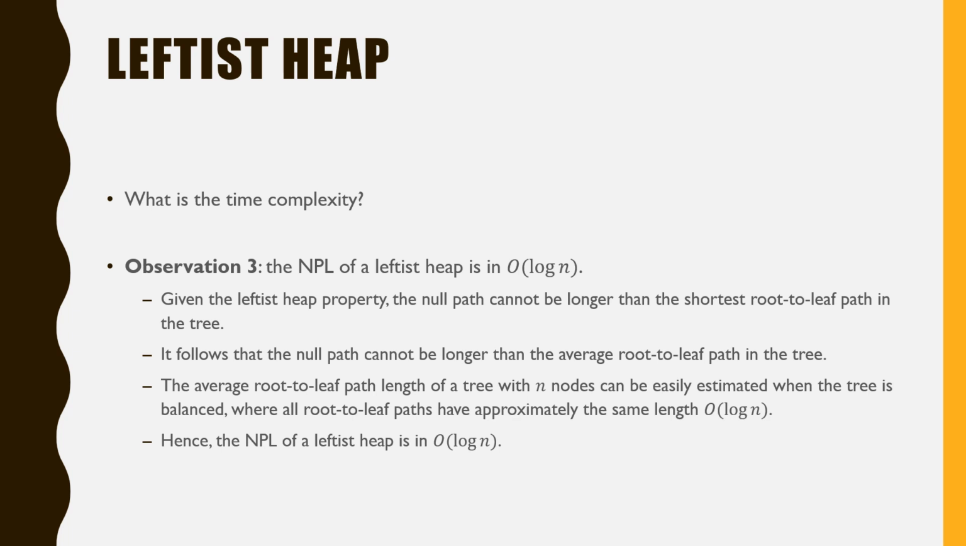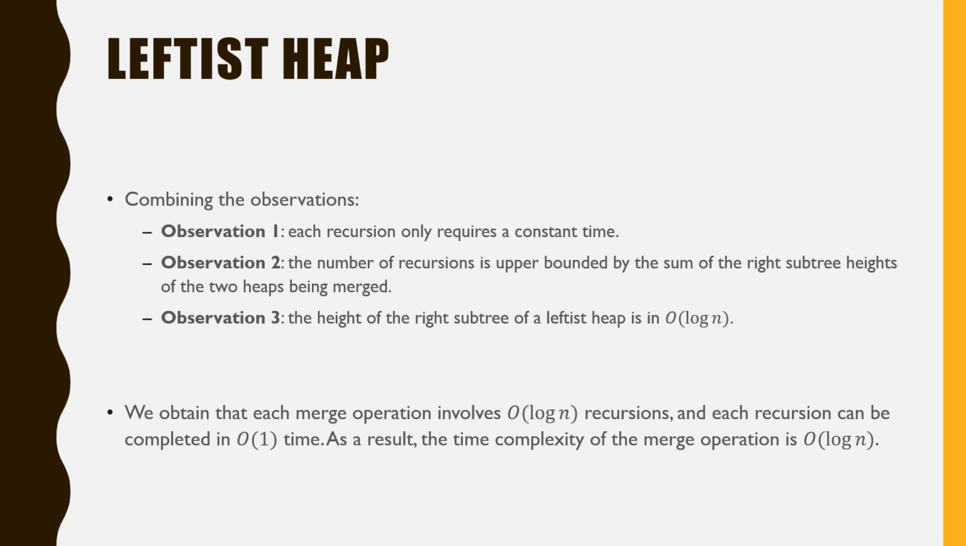The average root to leaf path length of a heap can be estimated by assuming that the heap is balanced, where all root to leaf paths have approximately the same length, O(log n). In this case, the NPL of a leftist heap cannot exceed the height of the balanced binary tree of the same size, which is O(log n). Combining these observations, we conclude that the merge operation can invoke at most O(log n) recursive calls, and each recursive step completes in constant time O(1).